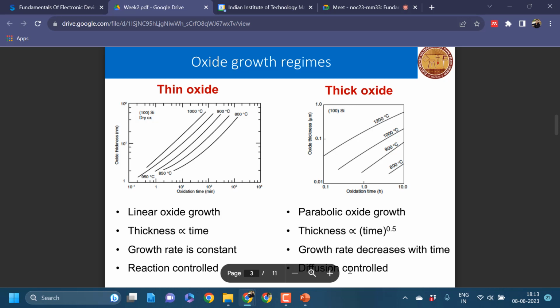When we are talking about reaction controlled, it means that the Si-SiO2 reaction will be limited. When the Si-SiO2 reaction is completed, it will reach the final thickness. Also we should note that the thin oxide process takes place at lower temperatures. Next, in case of thick oxide, it is a diffusion control process. Diffusion control process means the supply of the oxidizing species to the interface of Si and SiO2 will be limited, so the diffusion process will stop, and when it stops, the silicon oxide formation will stop.